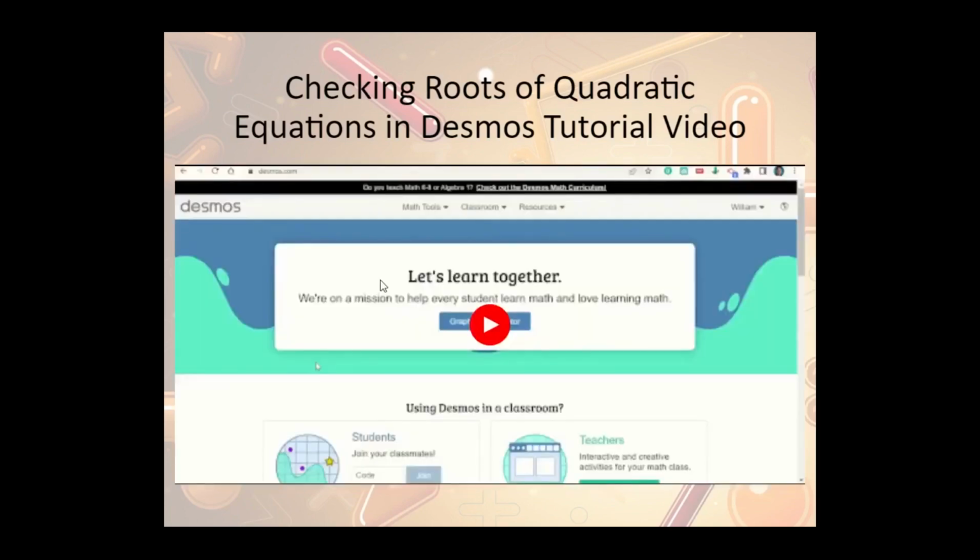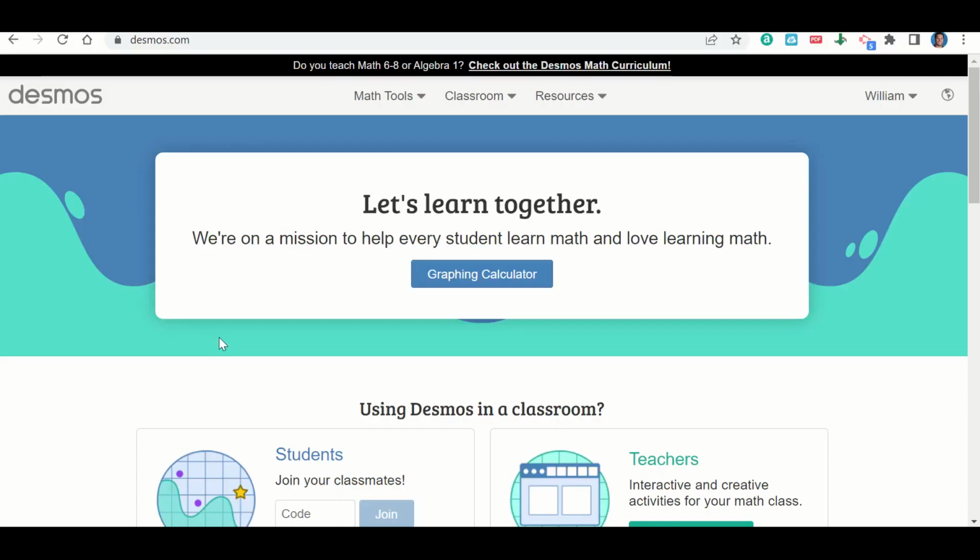There's a video here now that you can watch that shows you how to check your roots for quadratic equations using Desmos. So go ahead and watch that video. Let's talk now about how we can use Desmos to check the roots of a quadratic equation.